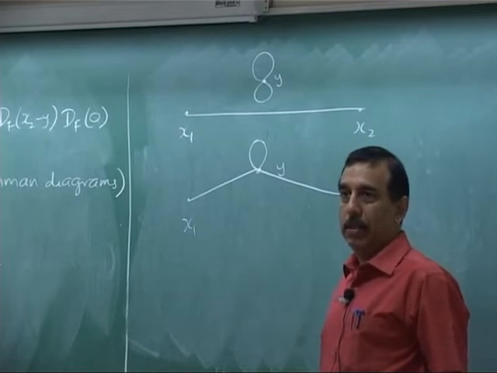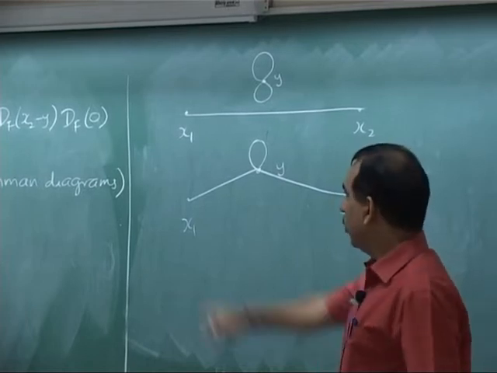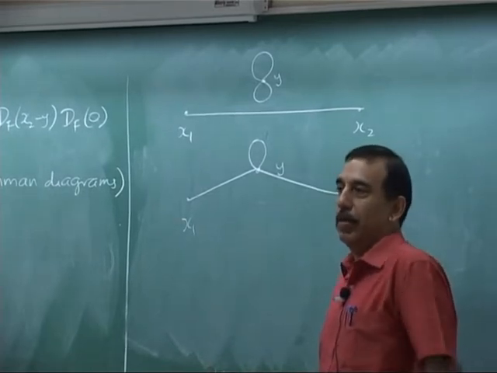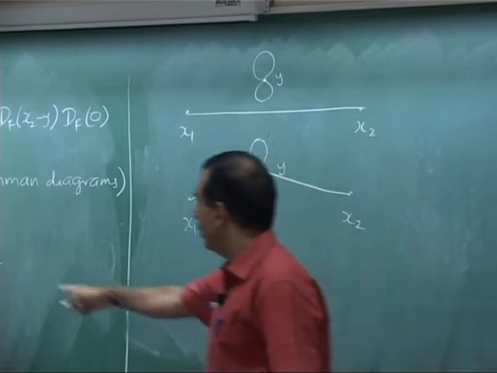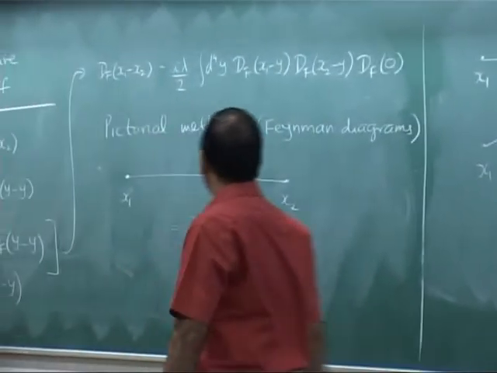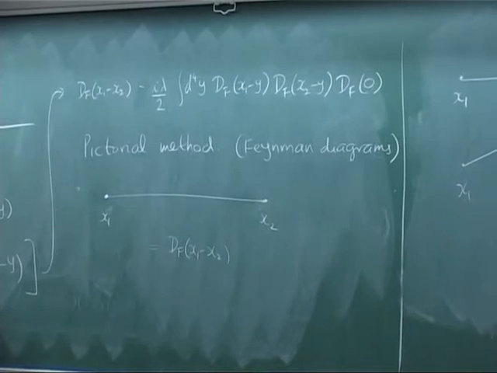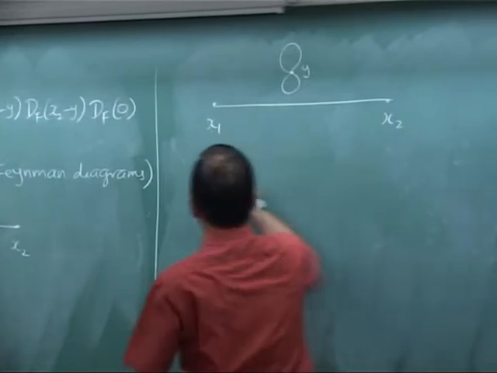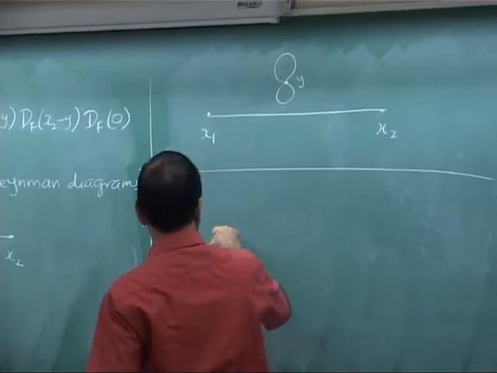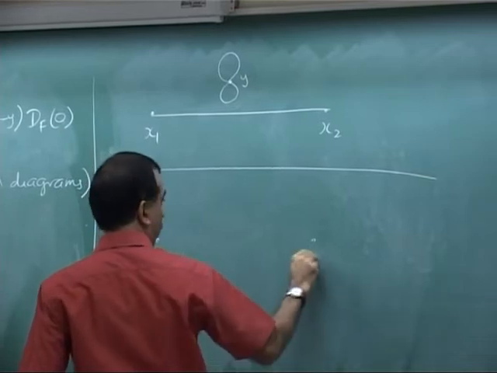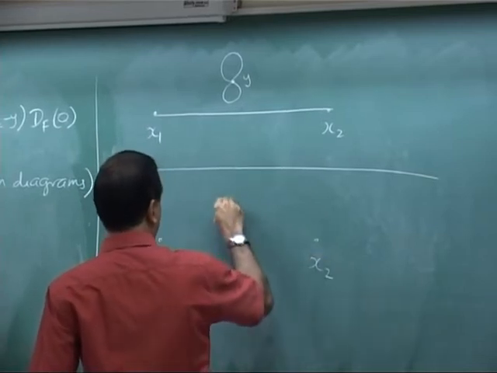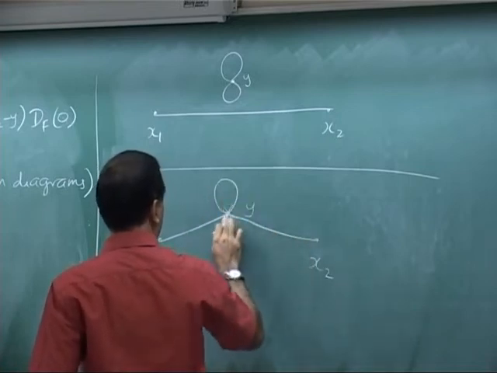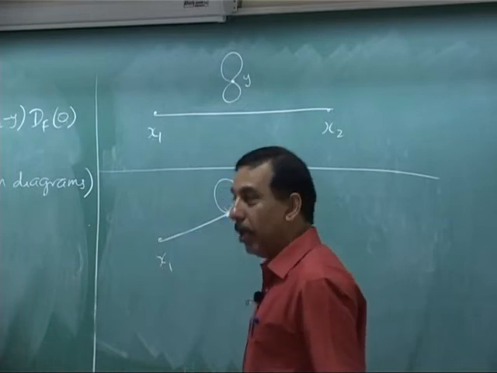Is it clear what I have done? At 0th order, I put the 2 external points on the board, nothing else, and I said join them all possible ways. Well, there's only one way. So this answer is DF of x1 minus x2, and that's this term. At next order, these are 2 separate diagrams. Sorry if I've written them too close to each other. This is one diagram, and the other one is this. Now, there are 2 things to work out.